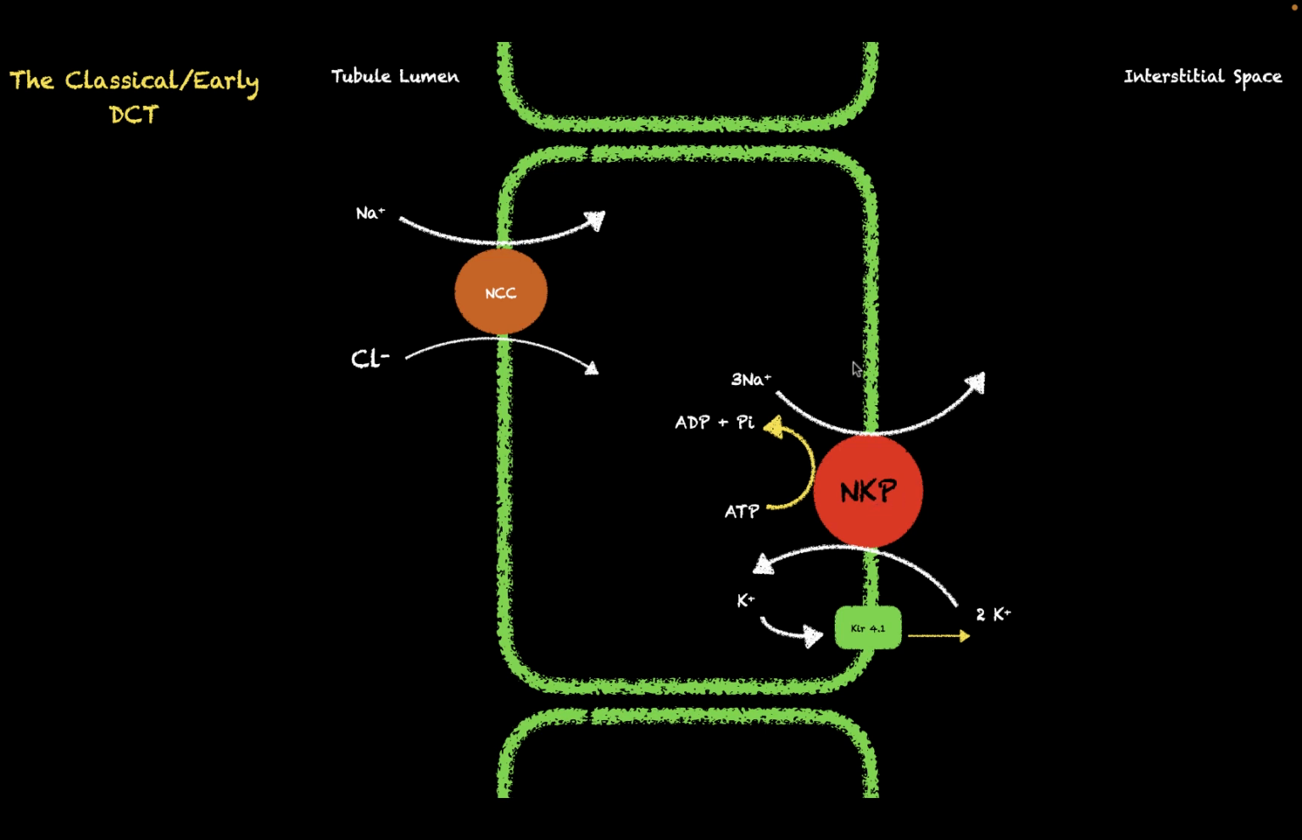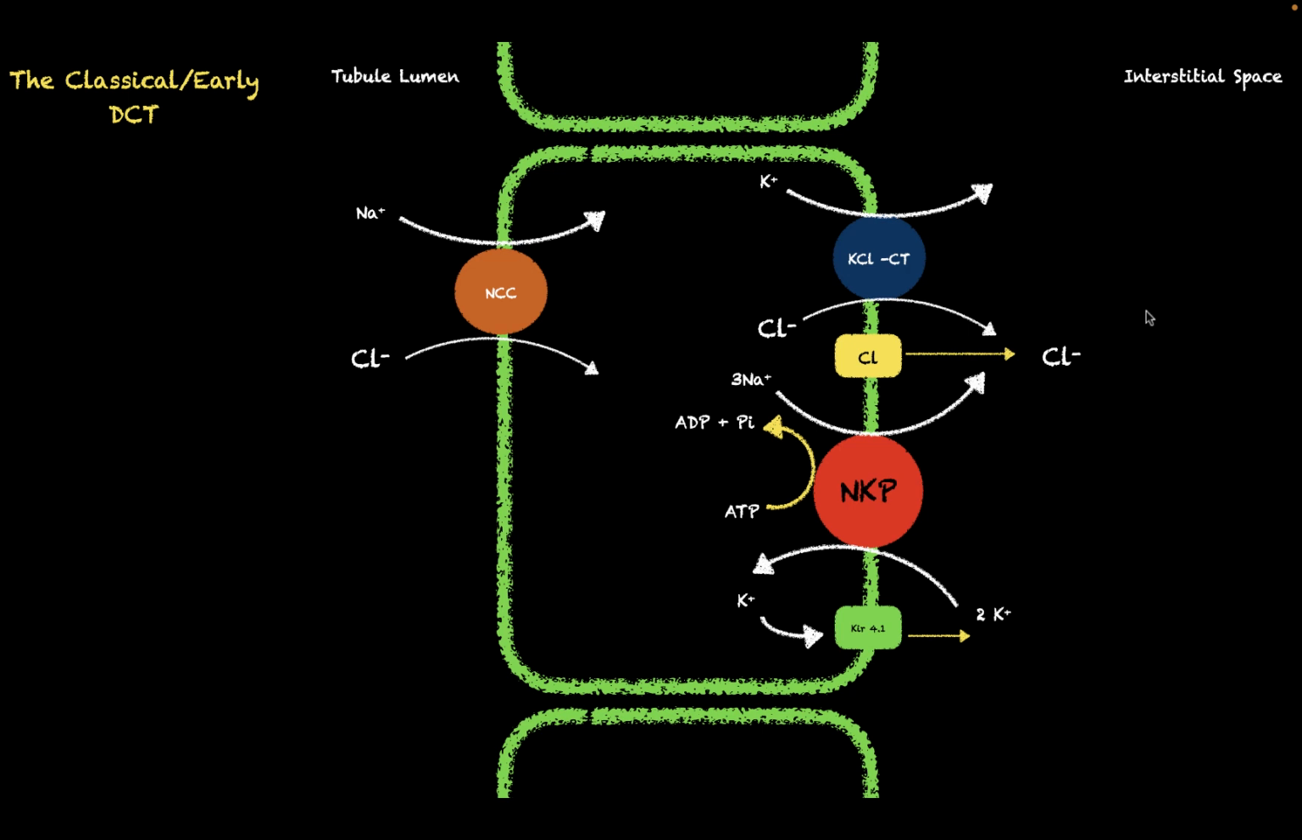In addition, on the basolateral membrane, we also have the potassium chloride cotransporter. This uses the energy released from moving potassium down its electrochemical gradient to move chloride into the interstitial space. So you have this cotransporter that moves potassium and chloride into the interstitial space. In addition, we also have some chloride channels, which allow chloride to move into the interstitial space as well.